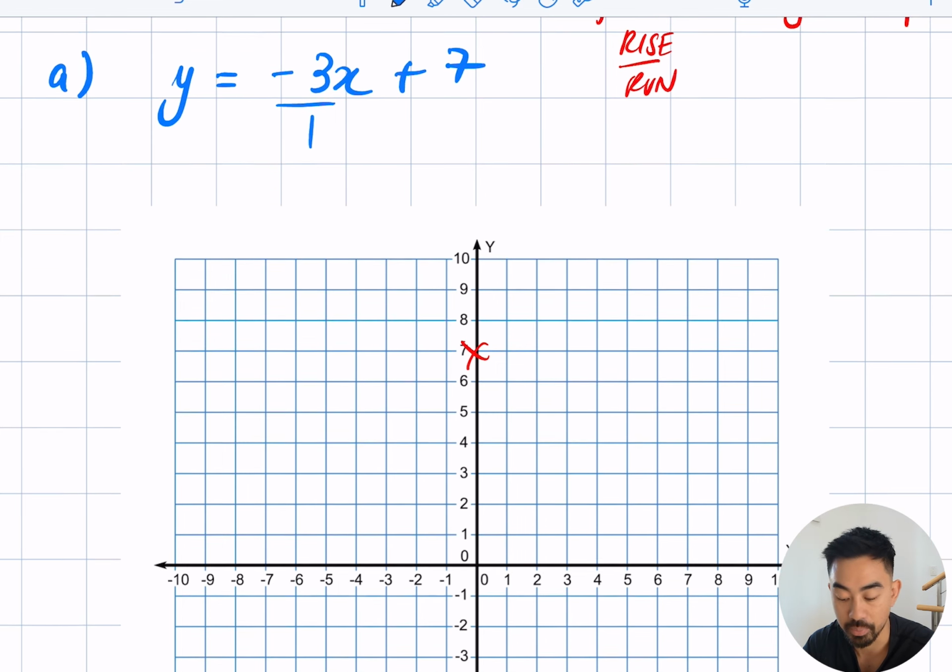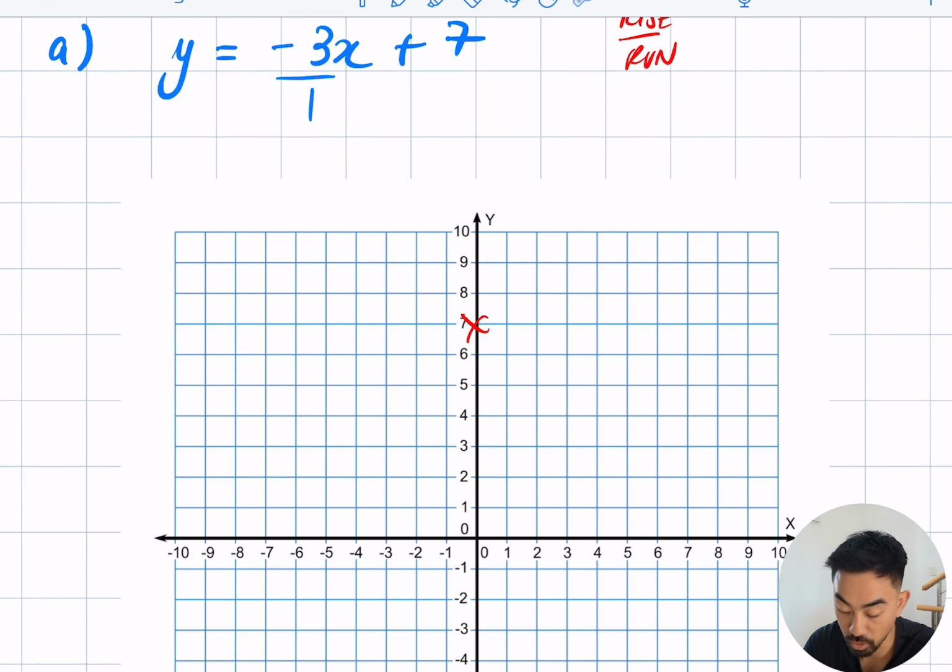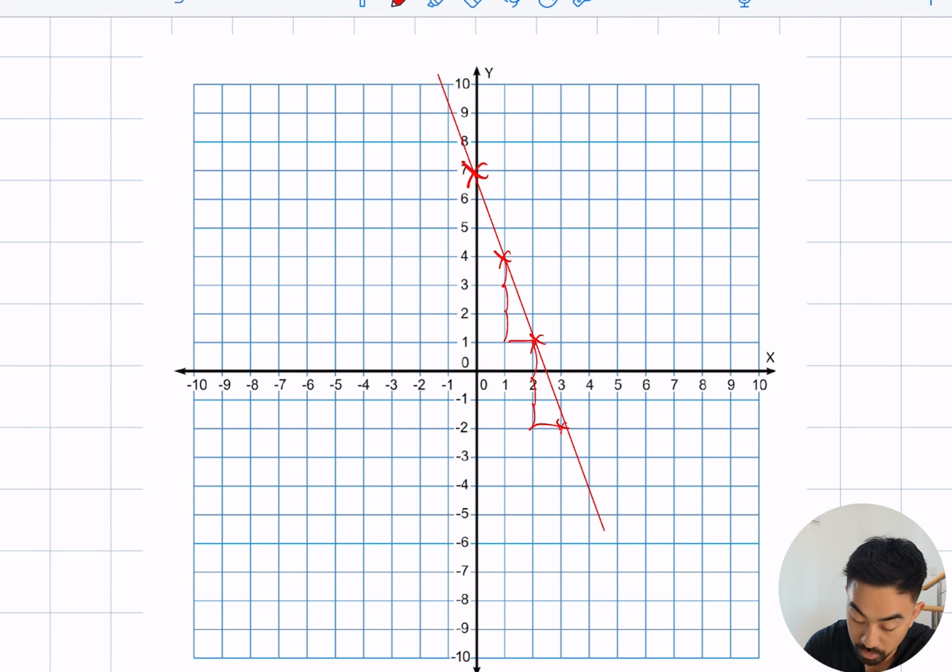So rise just means up and down. So in this case, I'm going to go down 3, 1, 2, 3, and across 1. So bang, I'm going to put a dot there. So once again, I go down 3, 1, 2, 3, across 1, put a dot there. And as you can see, I've got my straight line like that, as straight as possible. So there you go. That is the equation y equals minus 3x plus 7.